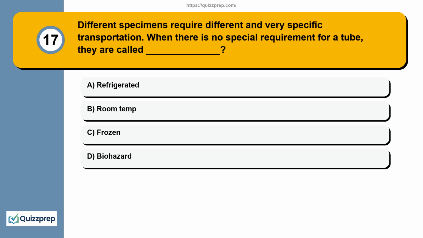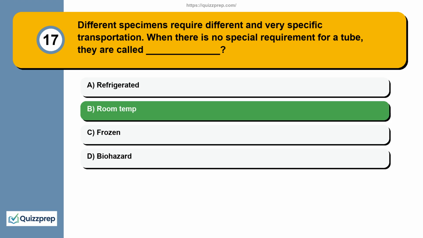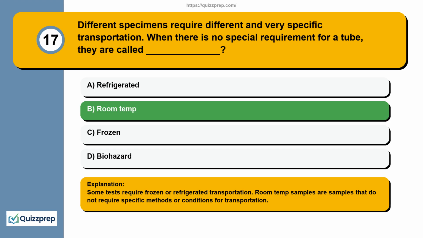Question 17. Different specimens require different and very specific transportation. When there is no special requirement for a tube, they are called refrigerated, room temp, frozen, biohazard. Some tests require frozen or refrigerated transportation. Room temp samples are samples that do not require specific methods or conditions for transportation.